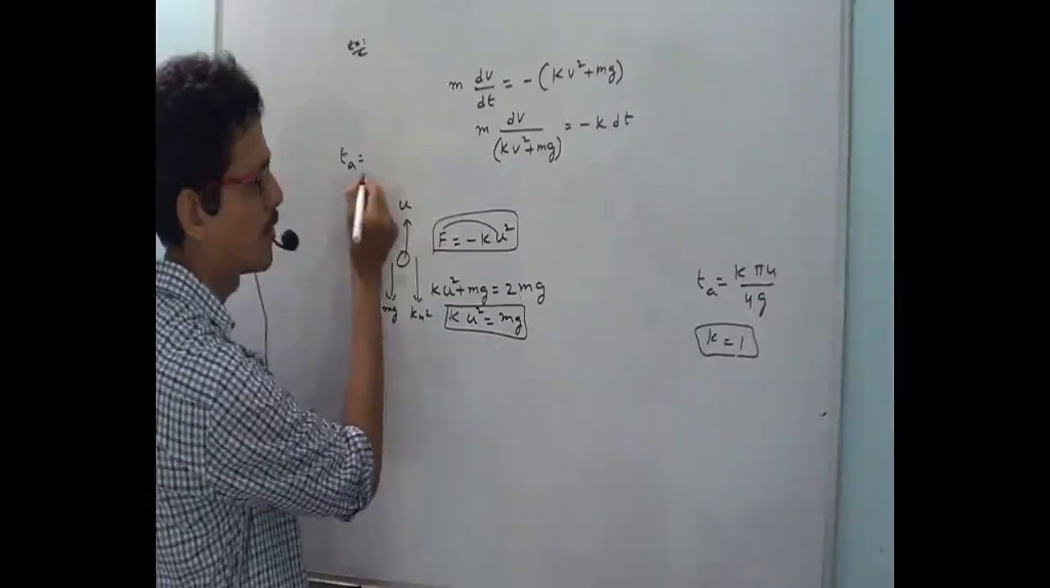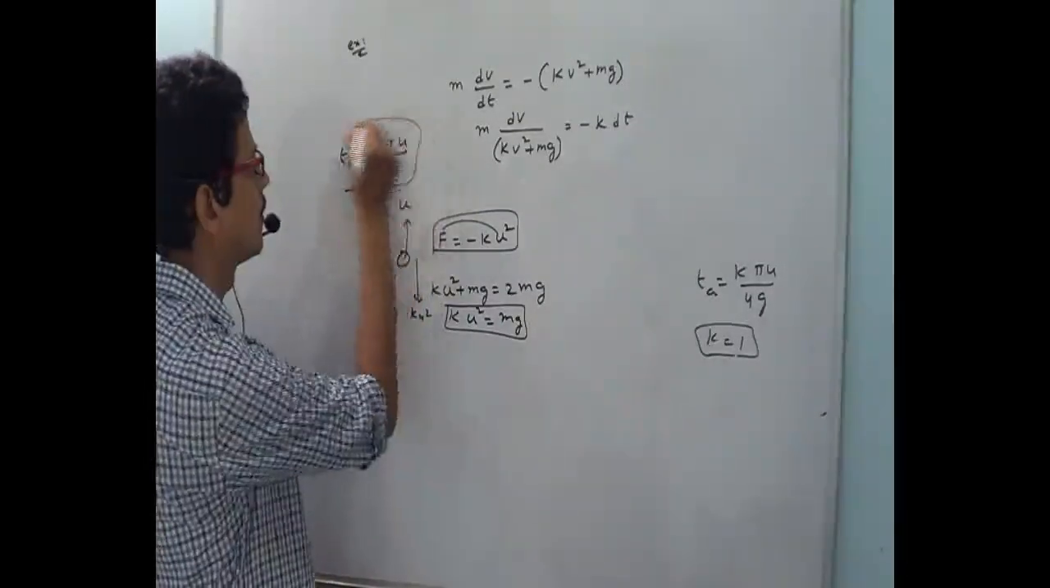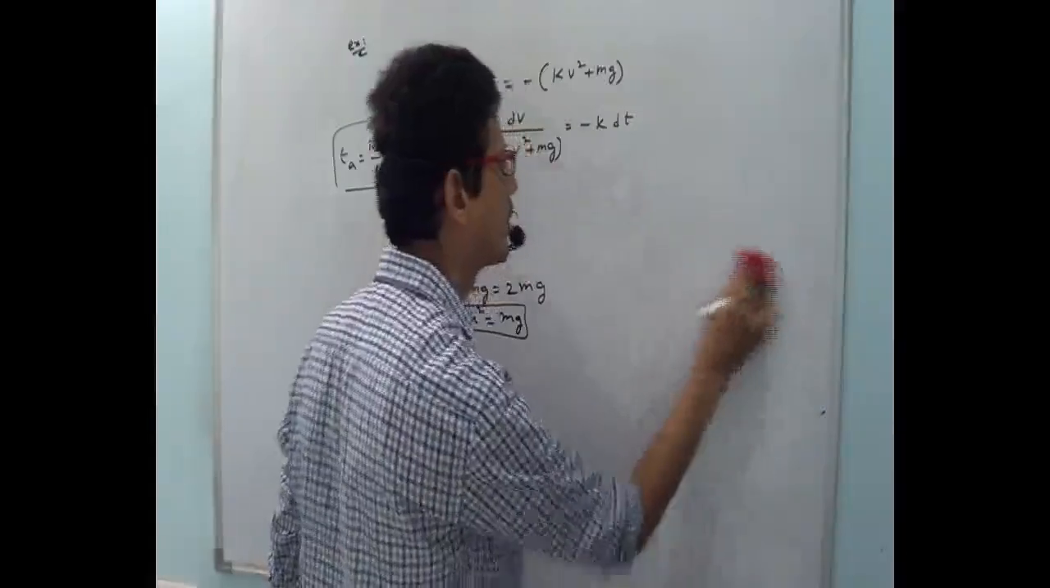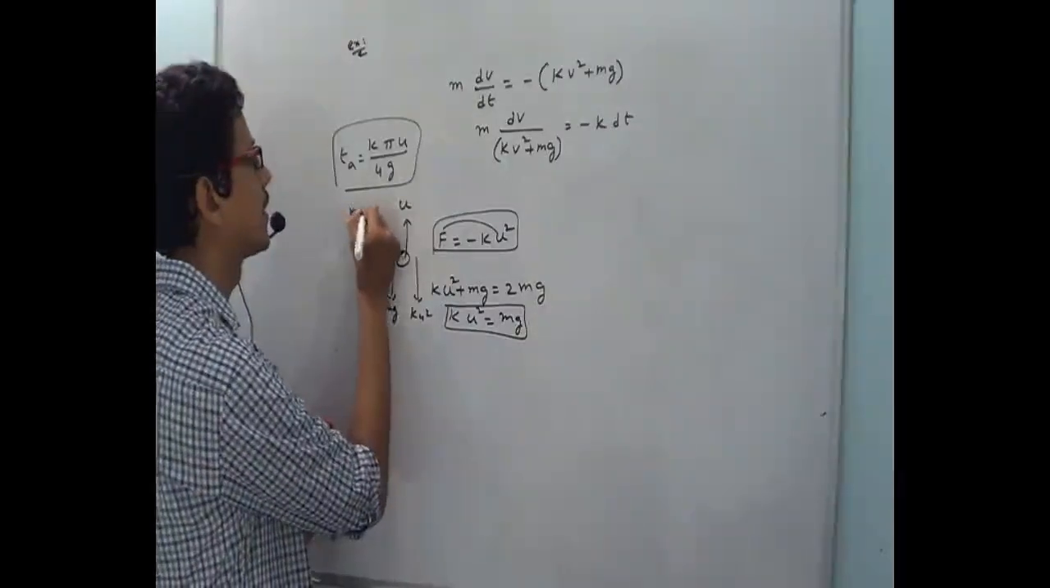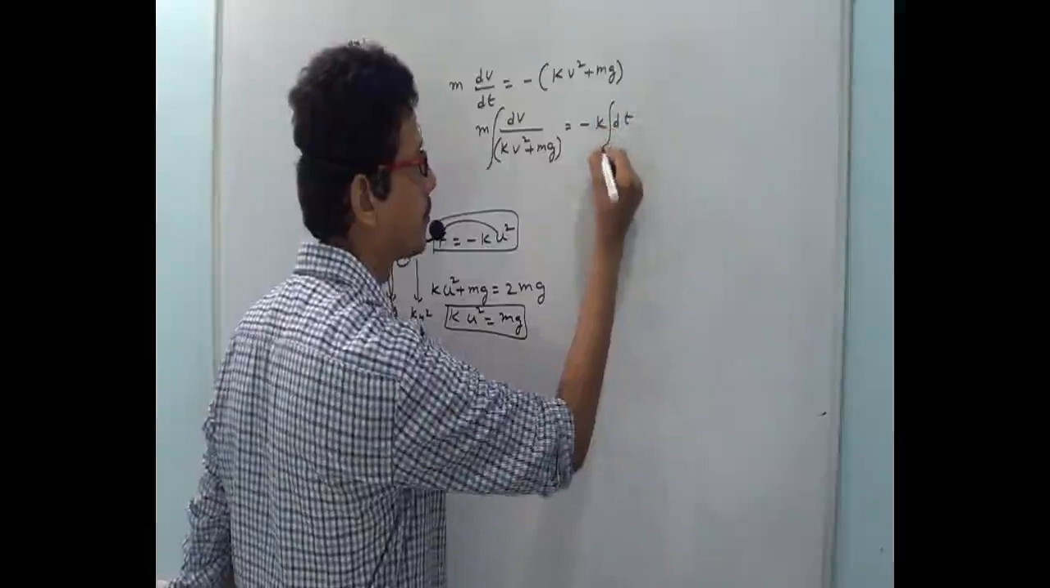Time of ascent అంటే తెలుసా మీకు? Time taken to reach the maximum height. And at the maximum height, velocity is 0. The answer is k is 1. And this is an integer type question, okay? And on both the sides I have to integrate.